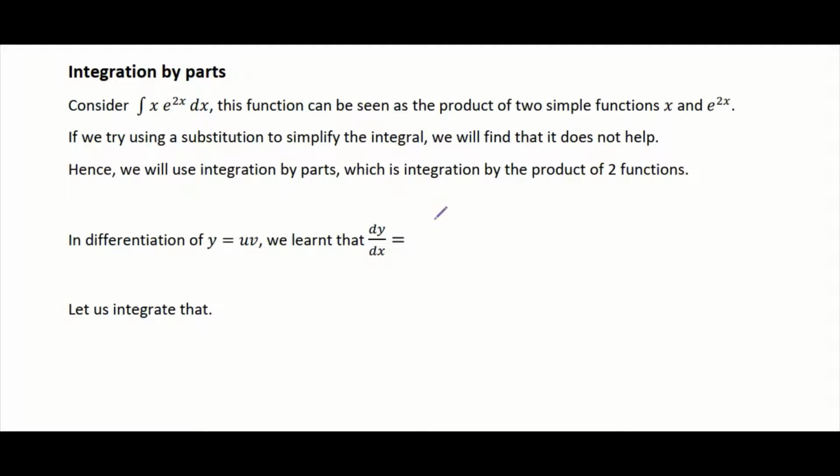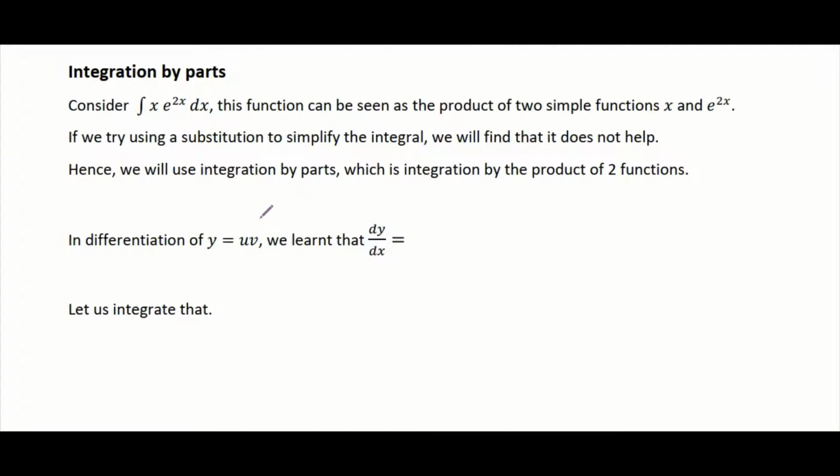Consider this integral. This function can be seen as a product of two simple functions, which is x and e to the power of 2x. In differentiation, when we look at this function, the first thing we do is use the product rule. We treat this as u and v, and then continue to differentiate using the product rule. But in integration, we don't have such a thing as a product rule.